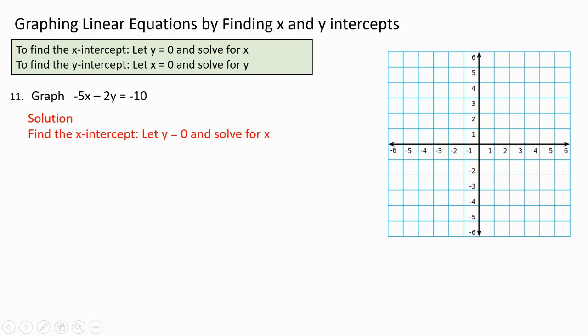So first, let's find the x-intercept. We let y equal 0. So y is 0, and we plug in 0 there. So we get negative 5x equals negative 10. We divide both sides by negative 5.